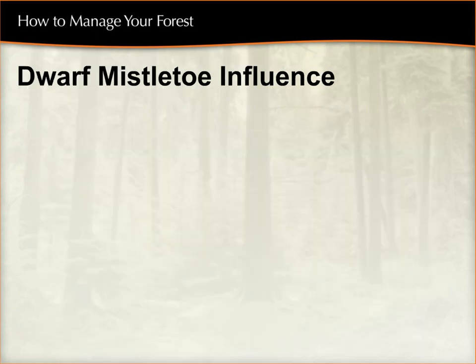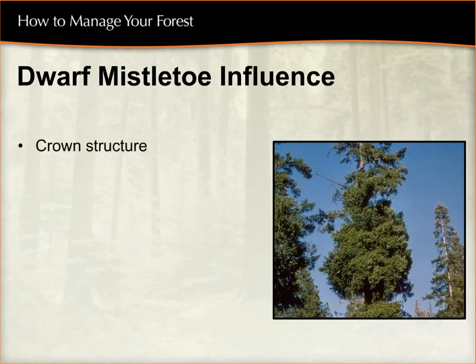Dwarf mistletoe has a profound influence on many aspects of a forest. Over time, mistletoe may cause trees to form large brooms, as shown here. On the plus side, the brooms make excellent roosting and nesting platforms for birds, and birds and porcupines will eat the mistletoe stems and seeds. But the brooms can also increase susceptibility to wildfire and cause the crown above the brooms to die back.